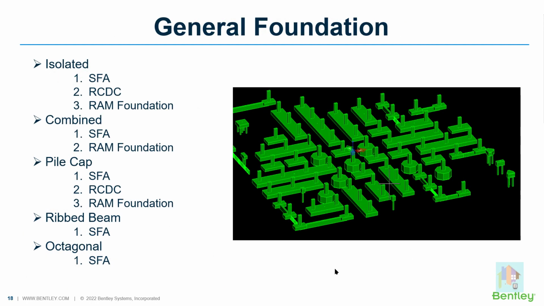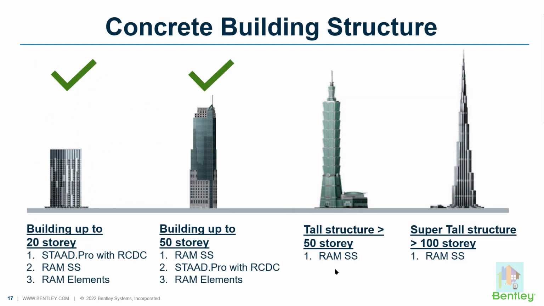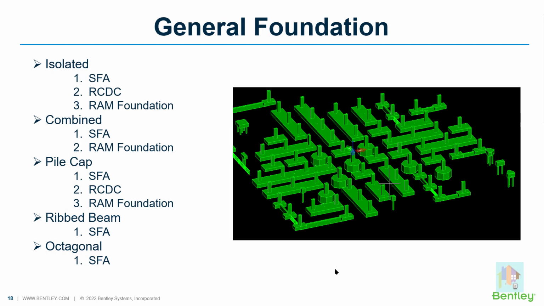And if we want to talk about the foundation design, so this is all about the superstructure design. Now, if we want to go for the foundation design, normally for any high-rise structure, we need to go for mat foundation design or mat with pile. But still, if you want to go for isolated pile cap or isolated combined footings, then you can use either STAAD Foundation Advanced or RCDC. If you want to model your structure in RAM structural, then we have another choice there called RAM Foundation that is only integrated with RAM structural.